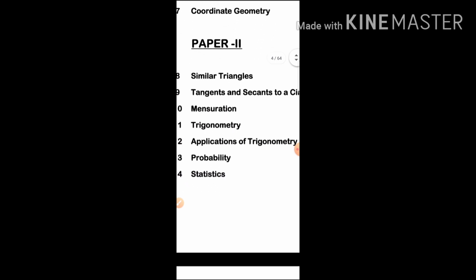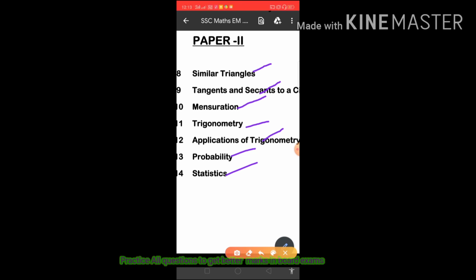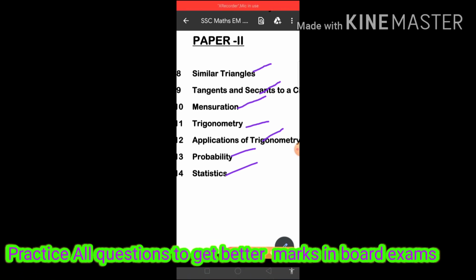First of all, start with statistics, next probability, trigonometry basics and application trigonometry full chapter, and constructions of similar triangles and construction of a tangent and few problems. Find the area of shaded region, and you should learn mensuration all formulas. You will get solutions of problems of 10th chapter. So like this, if you learn, you will get easily more marks in paper 2.